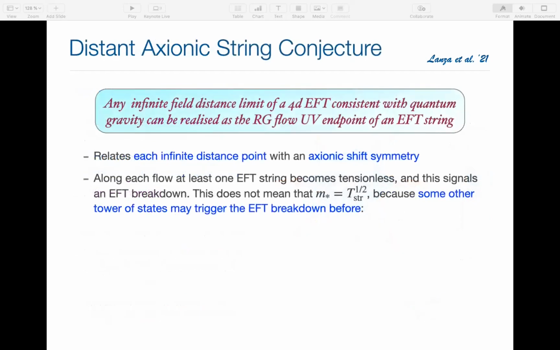Good. Because of this universality and this one-to-one correspondence of asymptotic limits of infinite distance and string charges that we observe in the examples, we proposed already in the previous paper, but now with more glory and detail, what we call the distant axionic string conjecture, saying that any infinite distance limit of an EFT consistent with quantum gravity can be realized as an EFT string flow. What this means is that any infinite distance point will be related with an axionic shift symmetry.